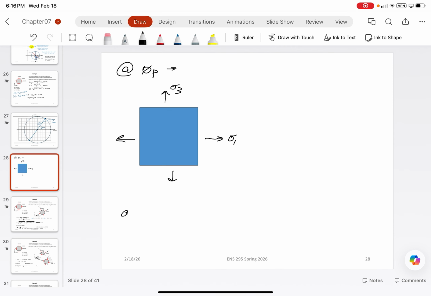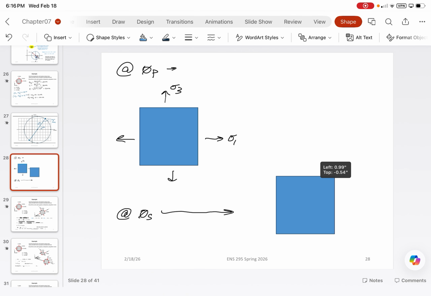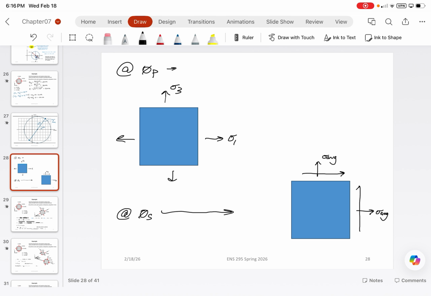And then if we wanted to consider at theta s, then you would have a very similar block here, but instead you would have sigma average, and then this would be tau max. Make sense?